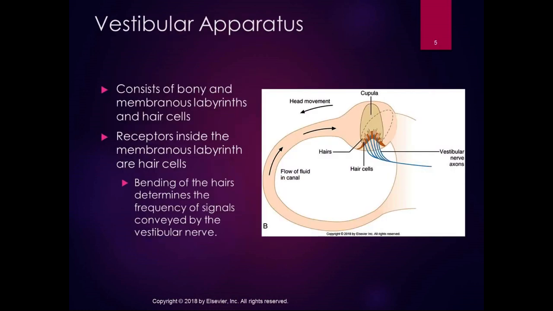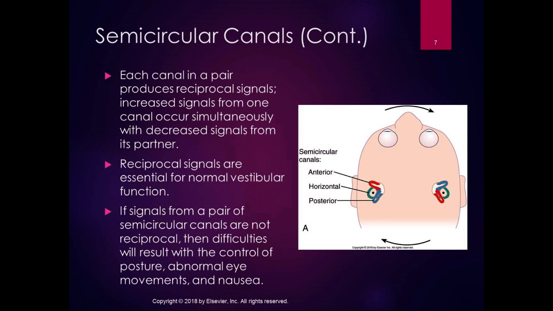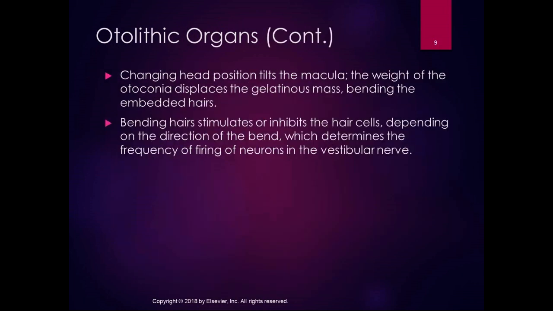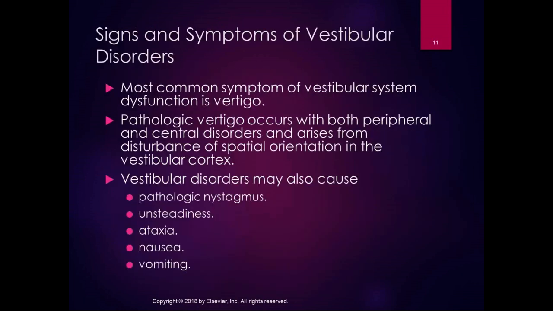All right, so now we've talked about the vestibular system and sort of how it works, and we're going to start talking about vestibular system disorders. So the most common symptom of vestibular system dysfunction is vertigo. Vertigo is an illusion of motion. Sometimes you have physiologic vertigo and pathologic vertigo.